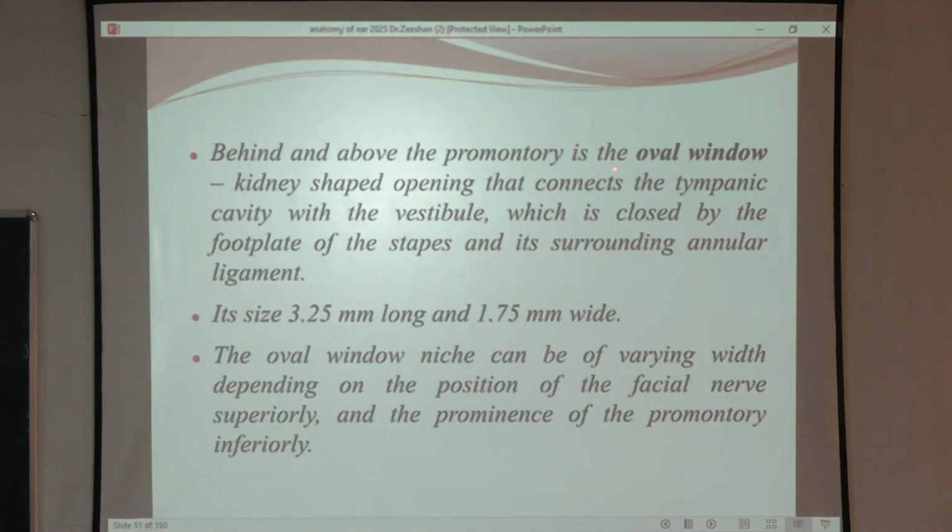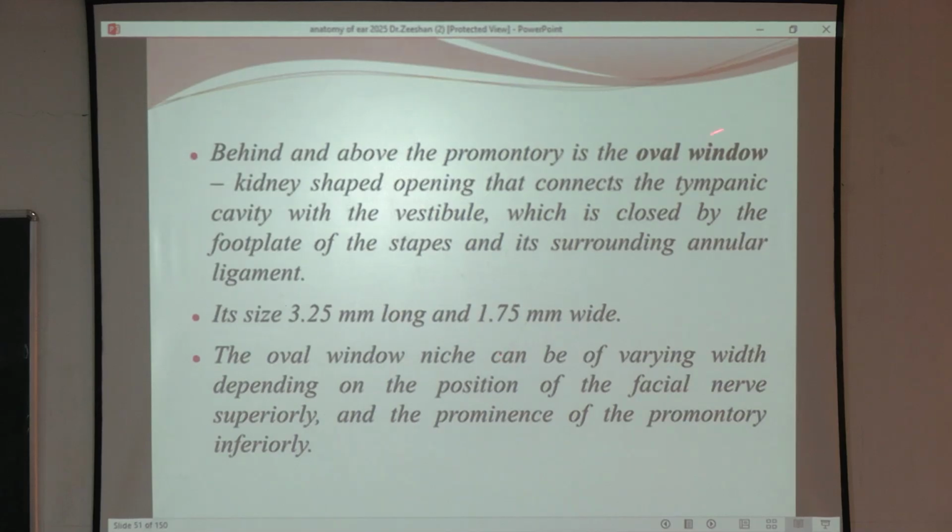Behind and above the promontory is the oval window. Very important. The oval window's location is behind and above the promontory area. The oval window is a kidney-shaped opening that connects the tympanic cavity with the vestibule, which is closed by the footplate of stapes and its surrounding annular ligament. What is its size? 3.25 millimeters long and 1.75 millimeters wide. It is an MCQ question. The oval window niche can be of varying width depending on the position of the facial nerve superiorly and prominence of the promontory inferiorly.